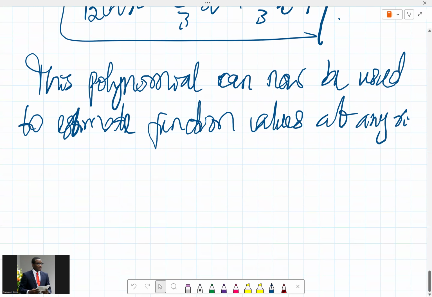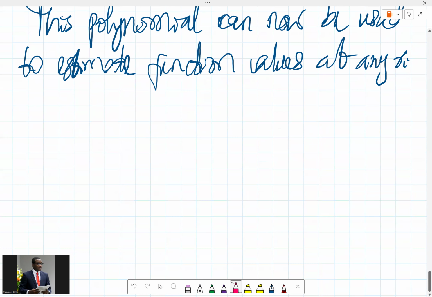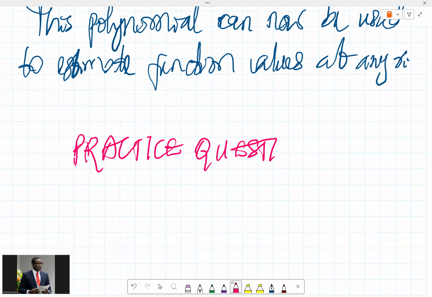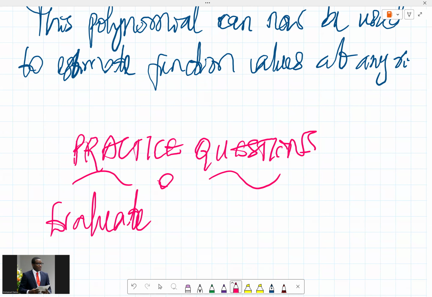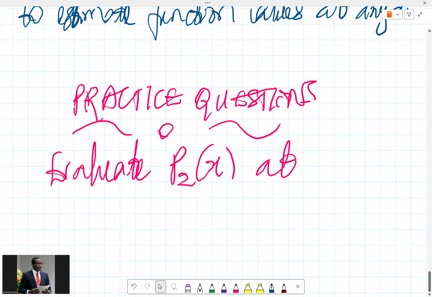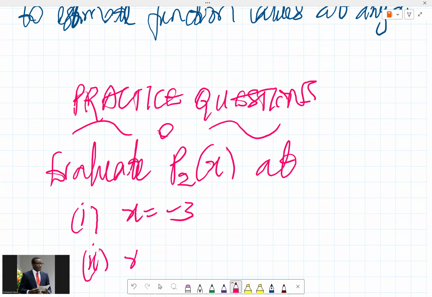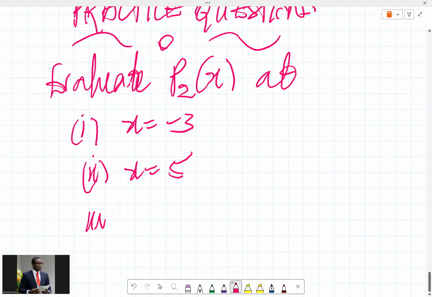In fact, I have a practice question for you along that line, and I'm still going to show the Python code briefly. Practice question: evaluate P2 of x at x equals minus 3, x equals 5. That means just substitute these into the polynomial. Let me give you something fractional too, x equals 1 over 7. So we need P of minus 3, P of 5, and P of 1 over 7.